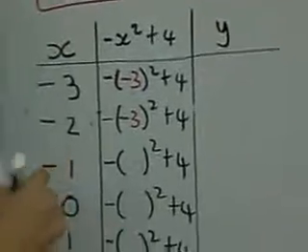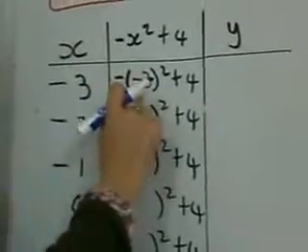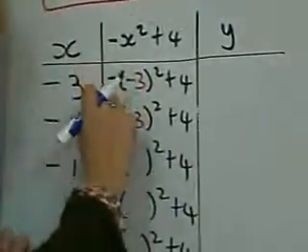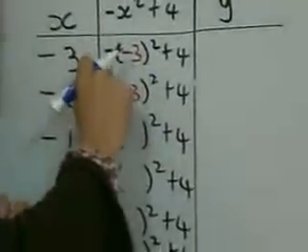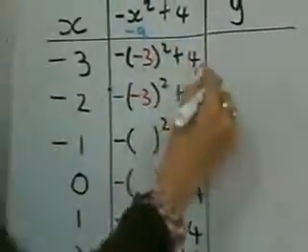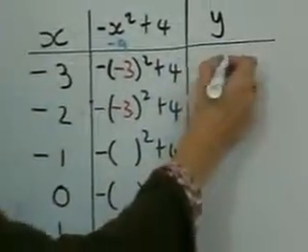Here we have minus 3 squared, so that is going to be 9, but the sign is on the outside. That negative sign is on the outside, and that makes this a negative 9 plus 4, which makes it 5.